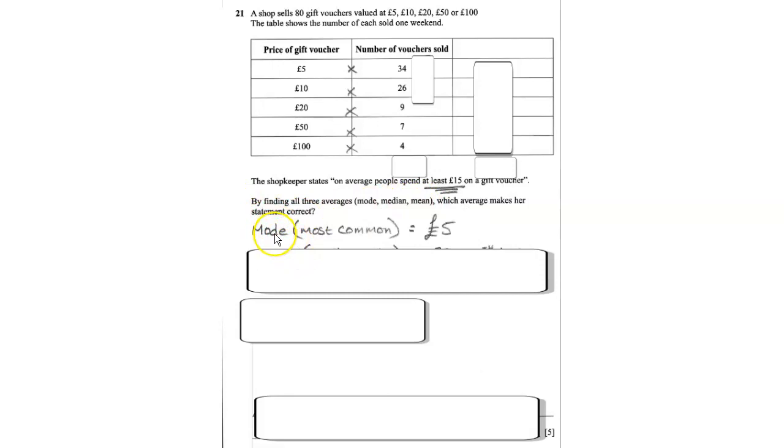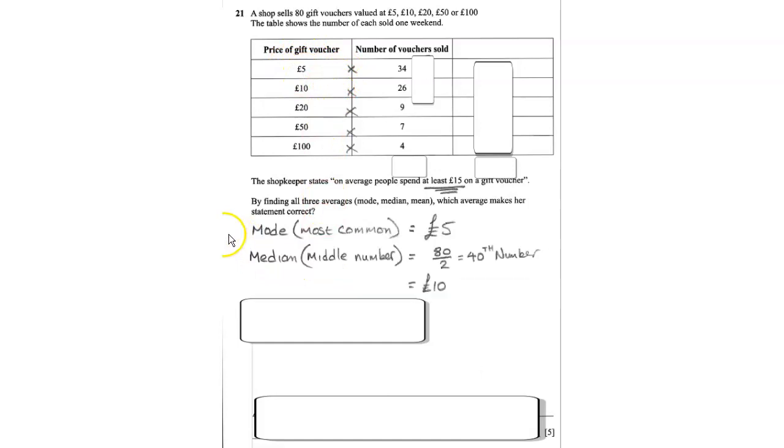So first of all, we find out what the mode is, and it's the most common. So we can see that there was 34 sold there. So that's the highest that sold. So that's the most common. £5 would be the most common one.